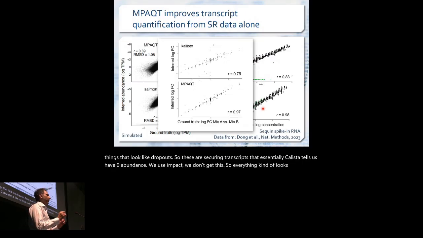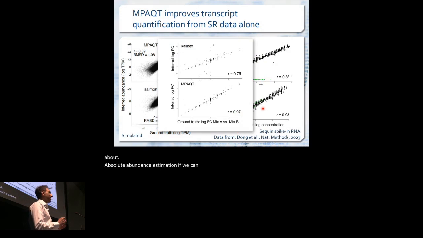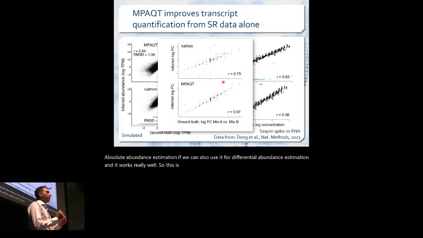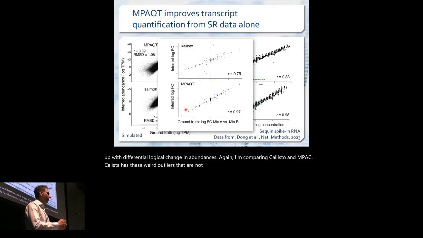It's not just about absolute abundance estimation. We can also use it for differential abundance estimation, and it works really well. This is an example where two different sequenced samples with different proportions of different RNAs are being compared. We're trying to come up with differential log-fold change in abundances. Again, I'm comparing Kallisto and MPACT. Kallisto has these weird outliers that are not well behaved. MPACT doesn't have that. So we also do very well in differential abundance estimation.